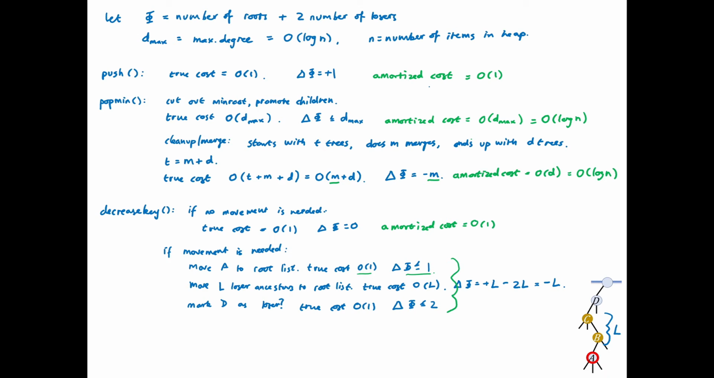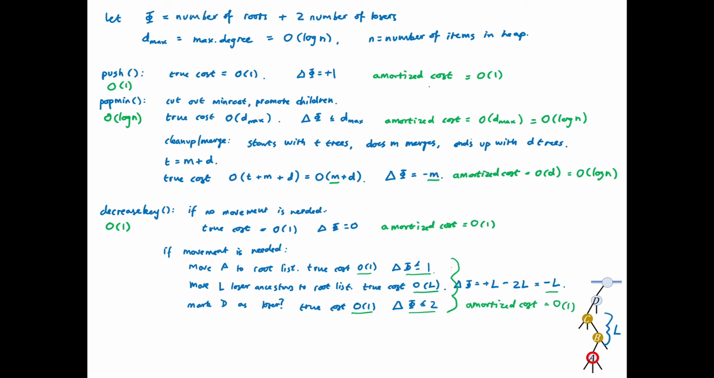So if we look through all of these steps, first part, true cost O of 1, change in potential fixed. Second part, true cost O of L, change in potential minus L. They cancel each other out. Final part, true cost O of 1, change in potential fixed. So therefore the amortized cost is equal to O of 1. This completes the amortized analysis. Let's just summarize where we got to. The cost of push amortized is O of 1. The cost of popmin amortized is O of log n. And the cost of decrease key amortized is O of 1.